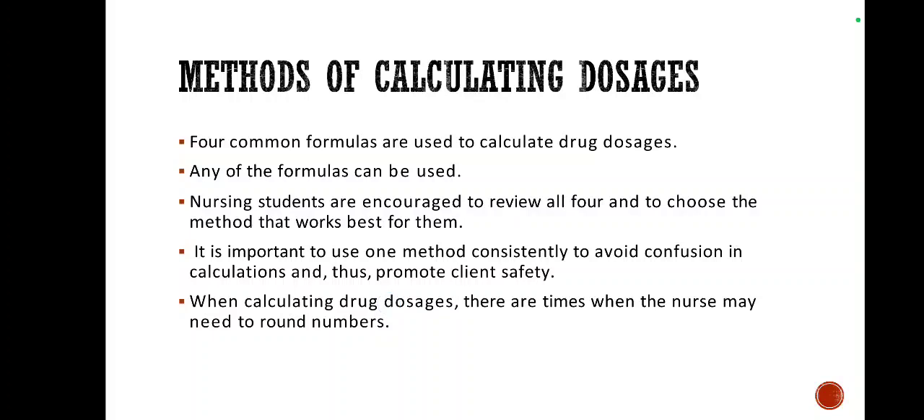So now let's talk about methods of calculating dosages. There are four common formulas that are used to calculate drug dosages, and any of the formulas can be used. Nursing students are encouraged to review all four and to choose the method that works best for them. It is important to use one method consistently to avoid confusion in calculation and thus promote client safety. When calculating drug dosages, there are times when the nurse may need to round numbers.